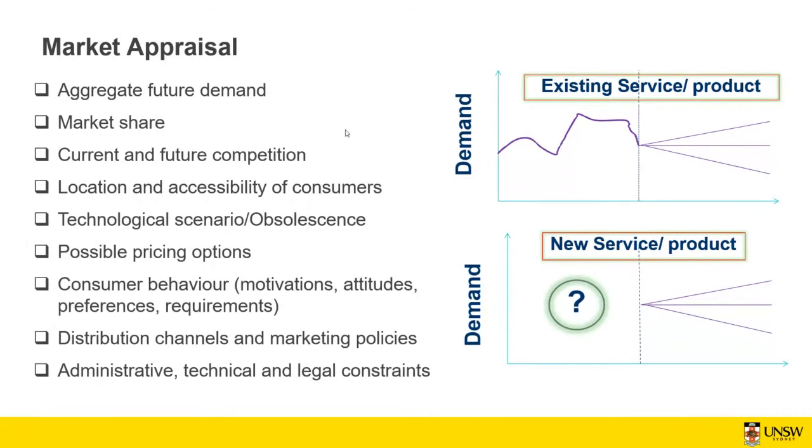The other thing is about the distribution channels and marketing policies. So this is equally important to everything else and can be a failure factor in the project. If you don't know how the supply chain is going to work, how you are going to distribute the product, how you want to market it in order to get the consumer to purchase your product. So all these things are important.